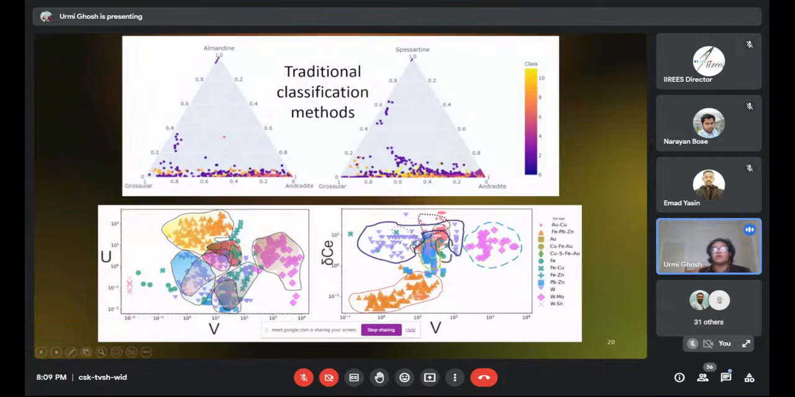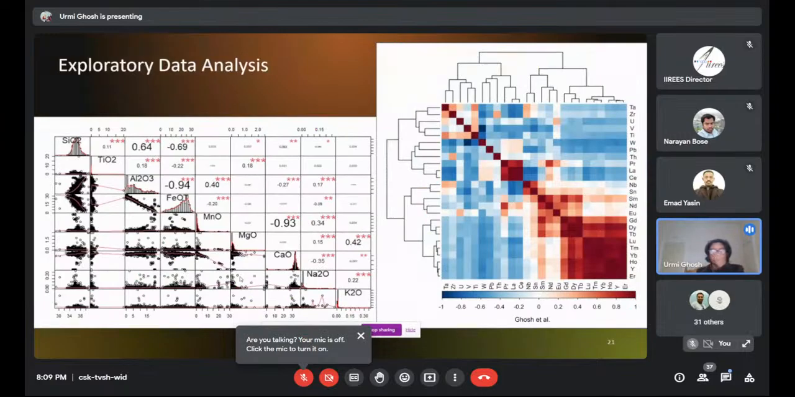Often these clusters are overlapping, and it is not a very good classifier. These plots do not classify them very well. So first I tried to explore the data, as I mentioned. That is very important.